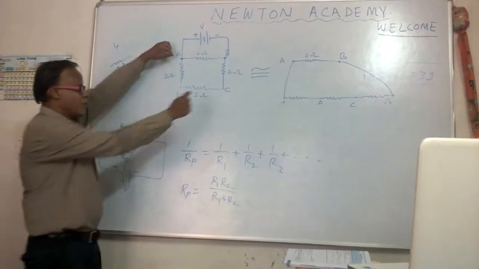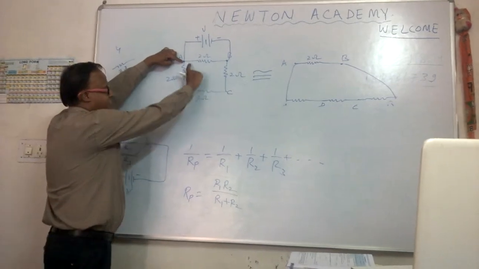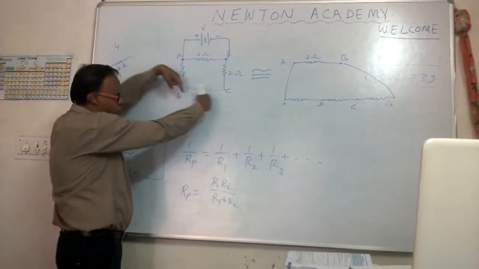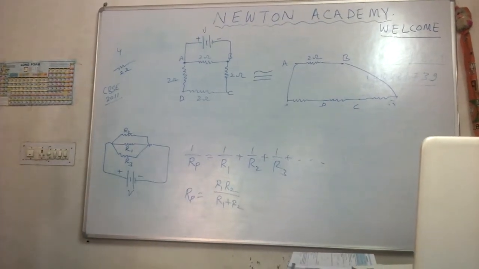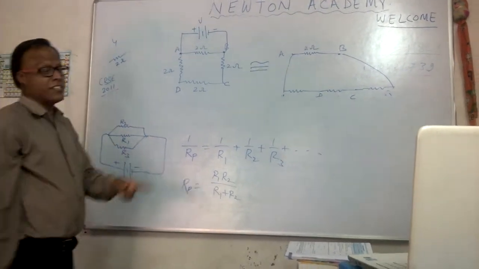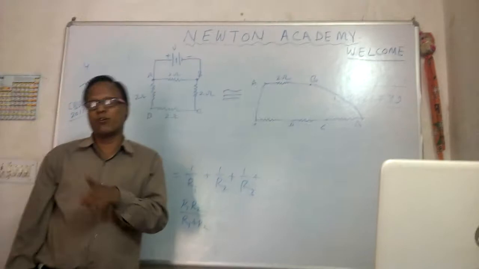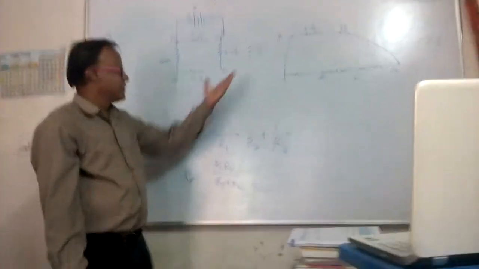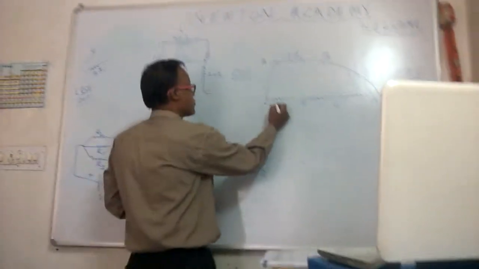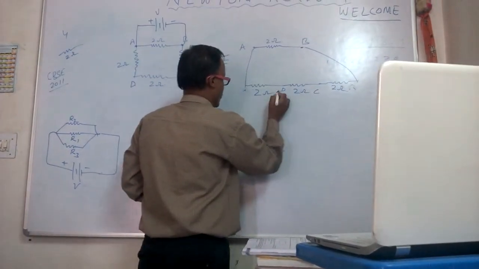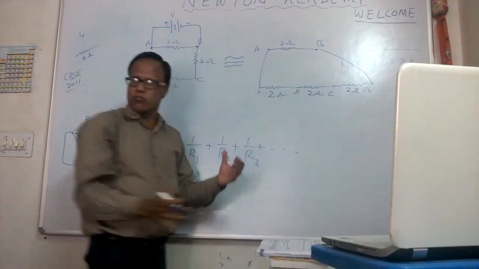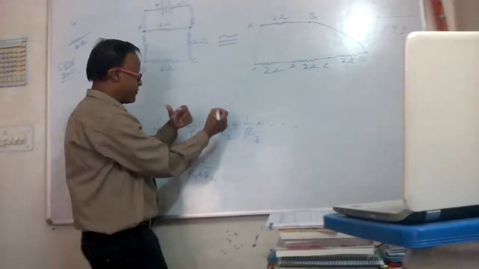But in the case of opposite corners, these two are in series, these two are in series, and then they are parallel to each other. So please read the question carefully before solving. Now it's so simple. This is 2 ohm, this is 2 ohm, this is 2 ohm. So what is the value of 2 plus 2 plus 2? It is 6 ohm.